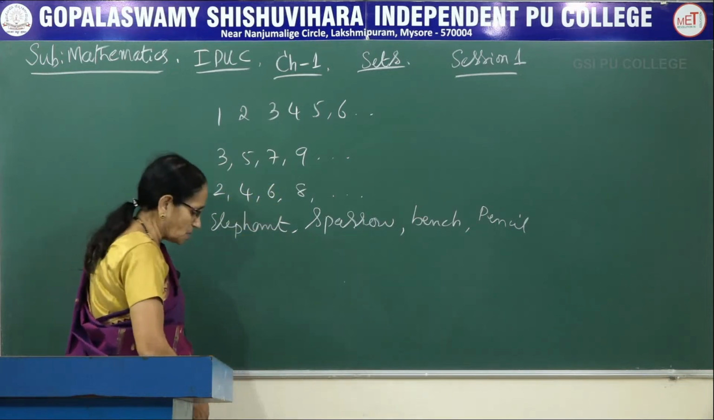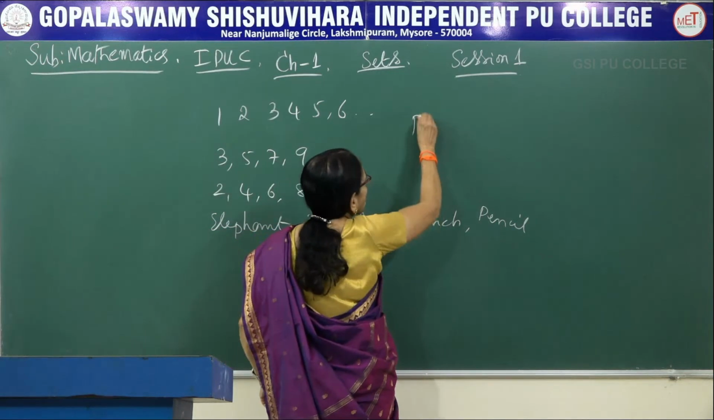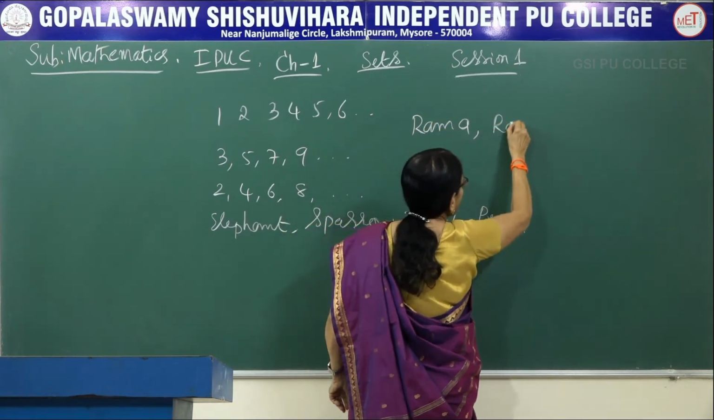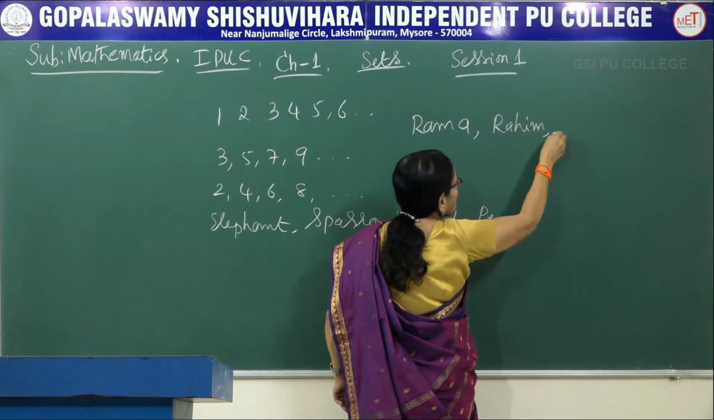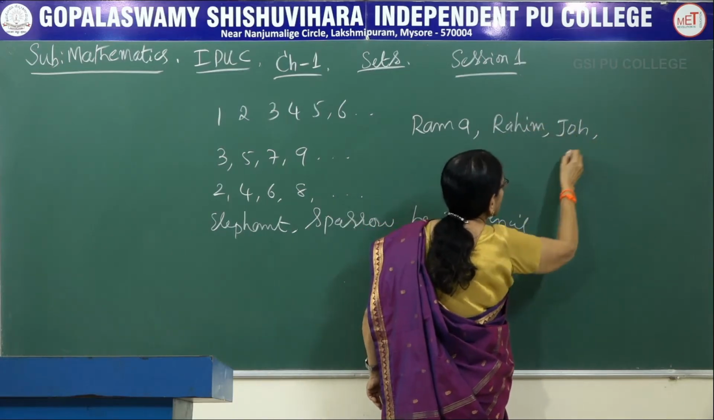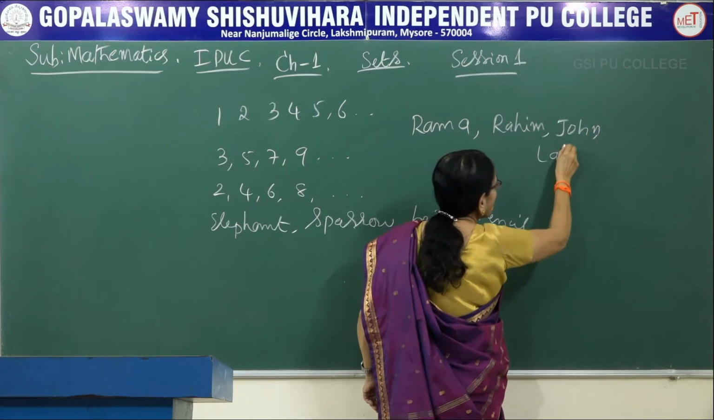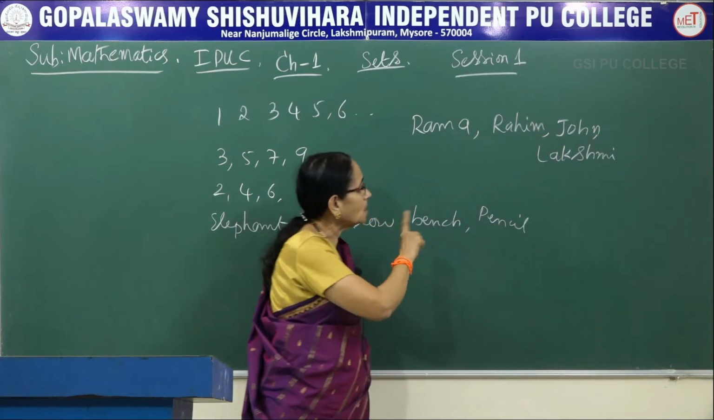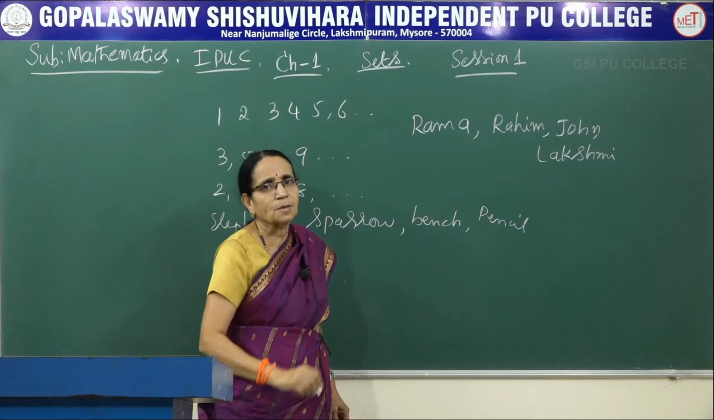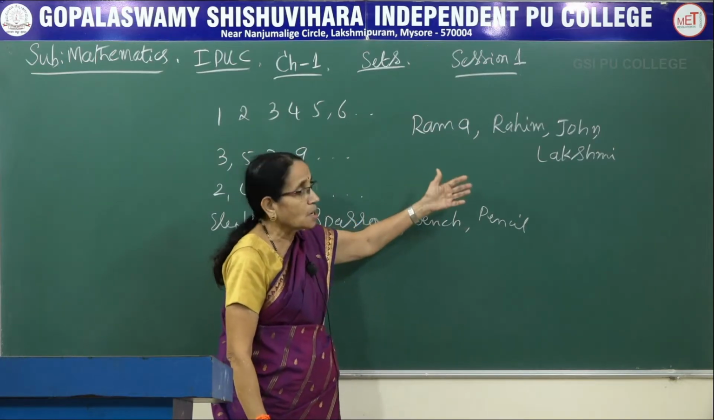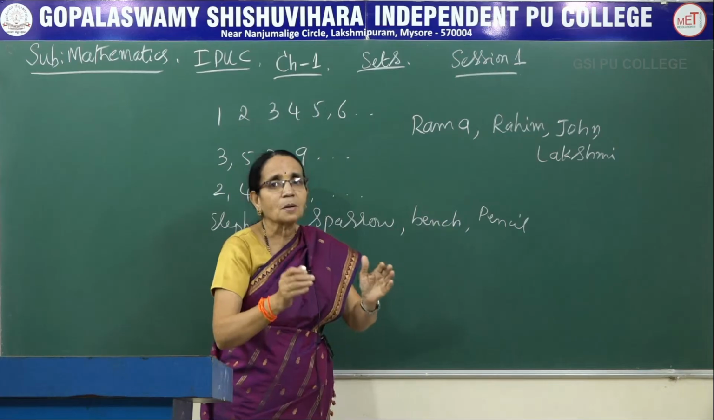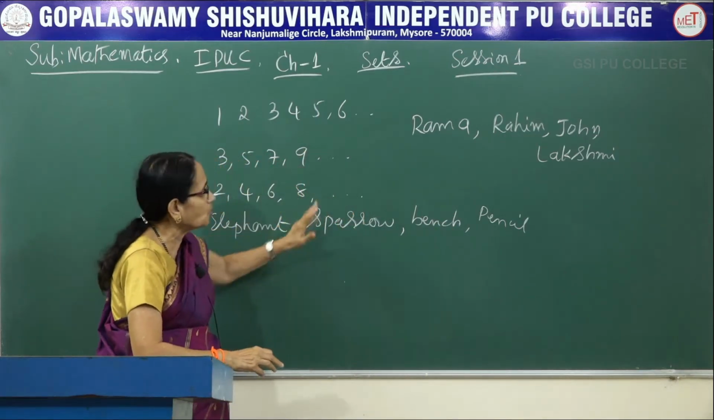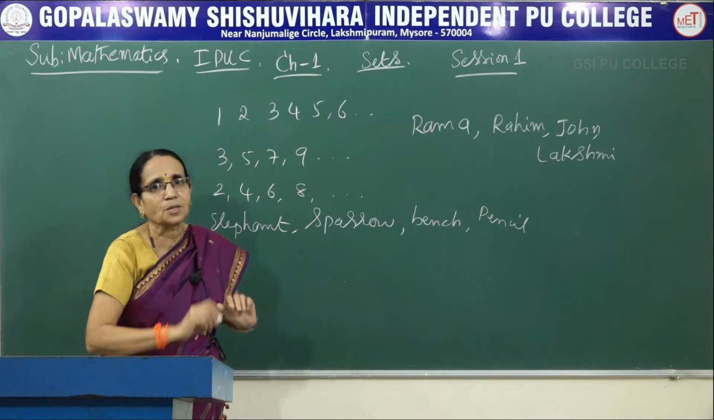You take one more example, say Rama, Rahim, John, Lakshmi. Look at this one. All of them are proper nouns here, names of persons: Rama, Rahim, John and Lakshmi. Again, all of them are of the same type. All of them are collections. 1, 2, 3, 4, 5. I have considered 5 collections here.